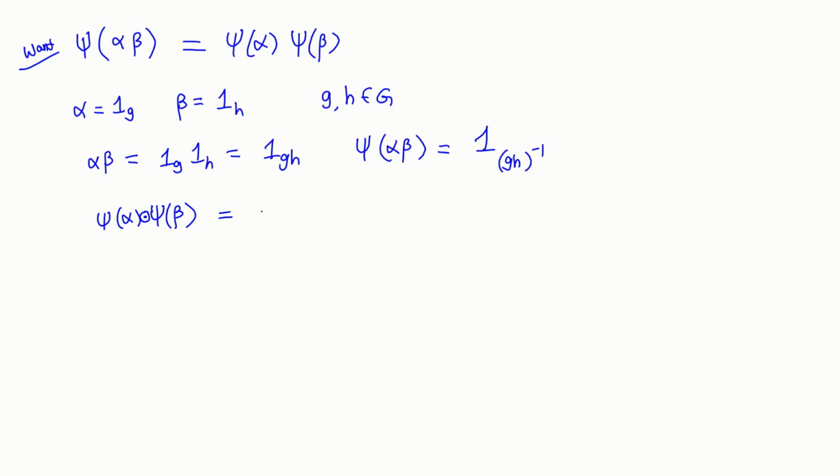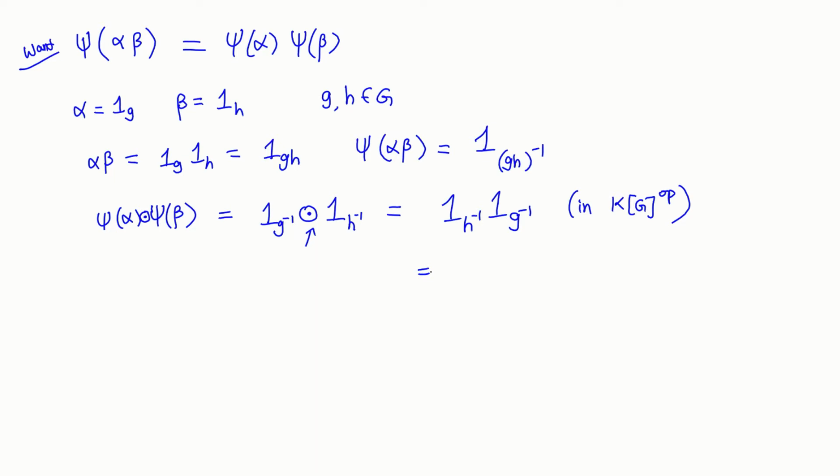What is this? Well, psi of alpha by definition is 1_g inverse, and I need to do this multiplication in kG op with psi of beta, which is 1_h inverse, because alpha is 1_g and beta is 1_h. But now remember this multiplication is in the opposite ring, which means it's the usual multiplication but in the opposite order. This is because everything is taking place in kG op, and now we are done.